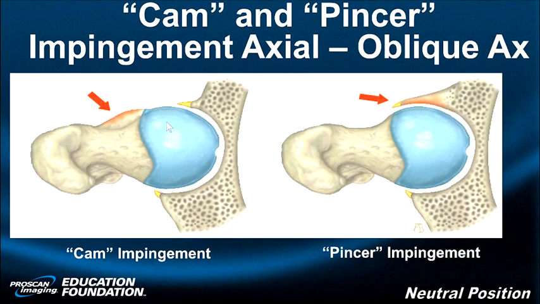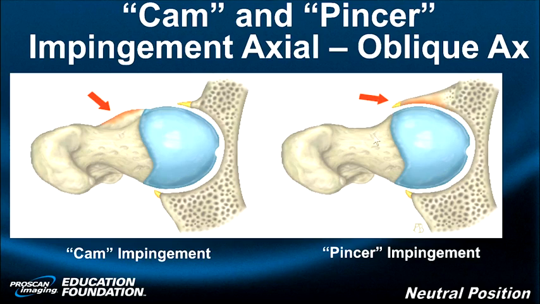Here's a cam impinger with a bump and lack of sphericity. Here's a pincer impingement with a very tapered neck. The cam impingers have shallow cups. The pincer impingements have deep cups, and especially anteriorly, the acetabulum protrudes too far laterally, produces femoral retroversion. This may break off and form an ossicle.